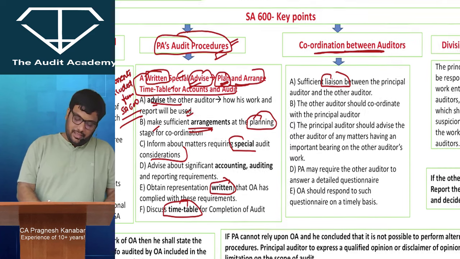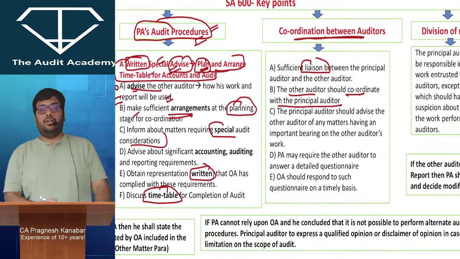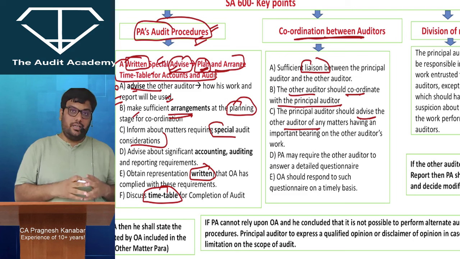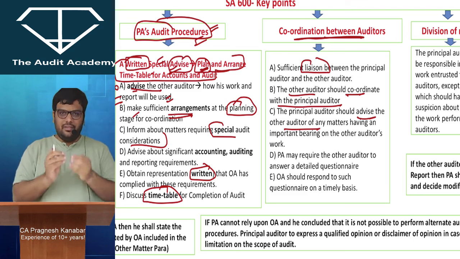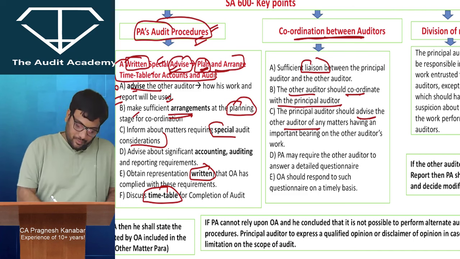Then the other auditor is also expected to coordinate with the principal auditor. The principal auditor is also expected to advise the other auditor of important matters. So both of them need to discuss with each other and inform important matters. A little bit of romance you need to increase over there. Okay, now listen to me.